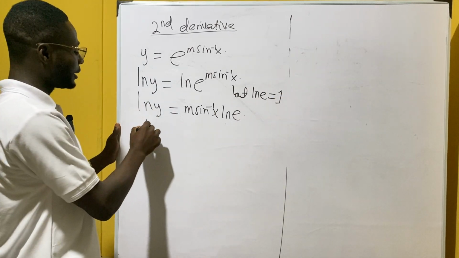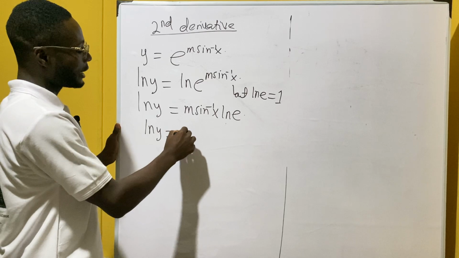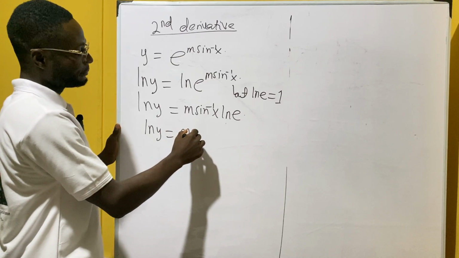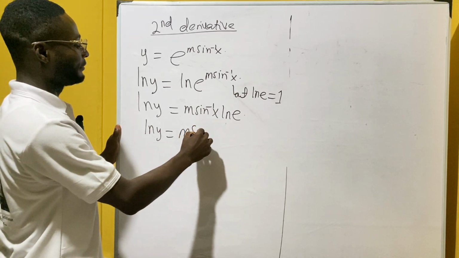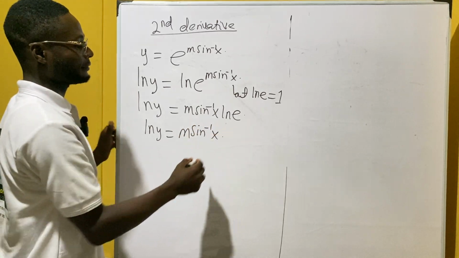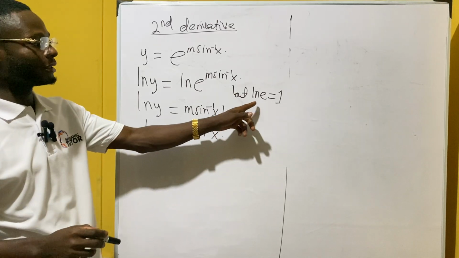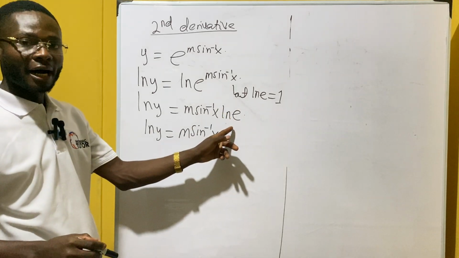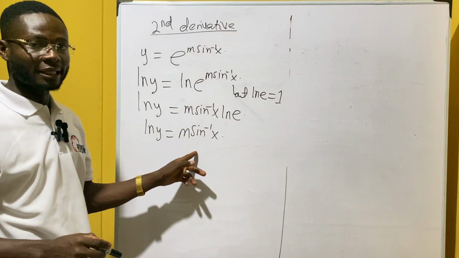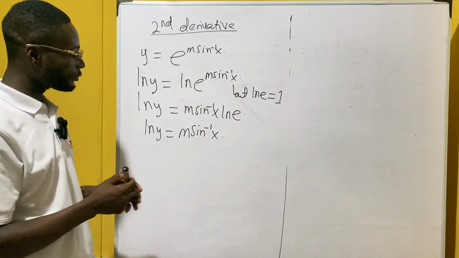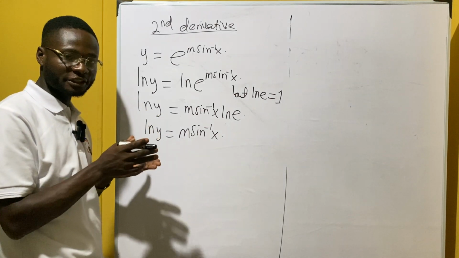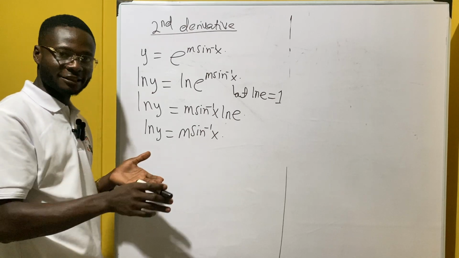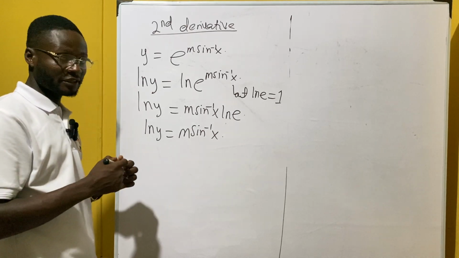So we say that ln y is equal to m sine inverse of x, because we know that ln e is 1, so whatever happens to it, the function remains like that. Now we have this right here. We can now go ahead and differentiate for the first time and then the second time. So let's start the first time.